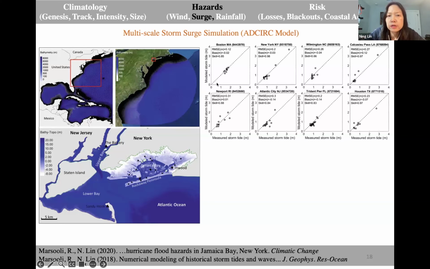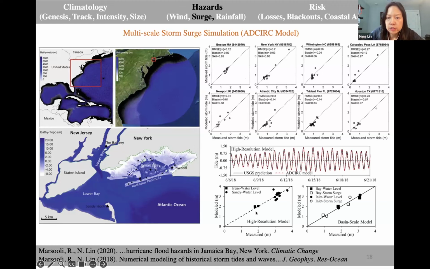This is just a comparison of model storm tide and the measured storm tide in different locations based on this 1 kilometer mesh. You can see that the match with the historical storms is really good. And here's some comparison using this high resolution model for the New York region compared with historical storms.